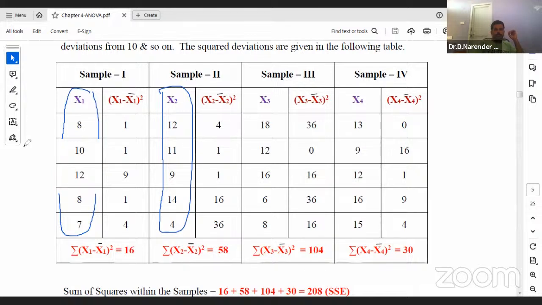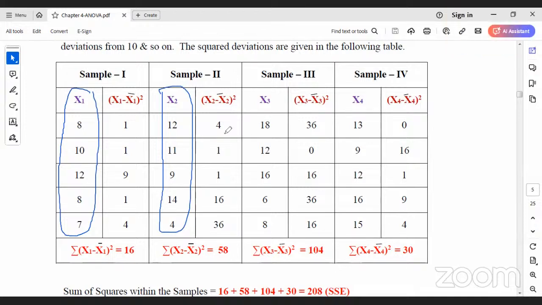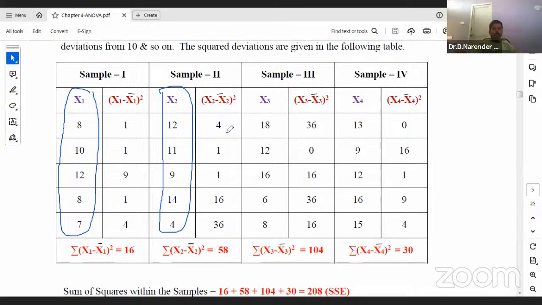The next one, sample 2. The same procedure. x2 minus x bar 2 whole square. That is 12 minus 10, how much? 2. 2 square, 4. 11 minus 10, 1. 1 square, 1. 9 minus 10, 1. 1 square, 1 only. Then 14 minus 10, 4. Okay. 4 square, 16.